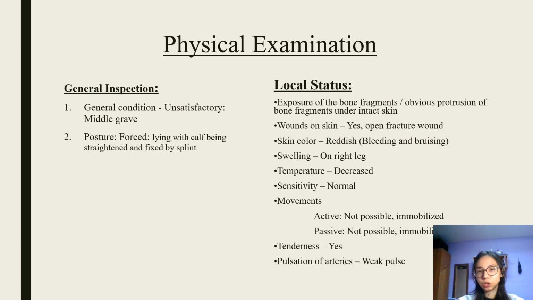There was exposure of the bone fragments, with obvious protrusion of the bone fragments under intact skin. There were wounds on the skin. The color of the skin was reddish due to bleeding and bruising. There was swelling on the right leg. Temperature was decreased. Sensitivity is normal. Movement, both active and passive, was not possible due to immobilization by the splint, and tenderness was present. Pulsations of the arteries on the right leg were weak.